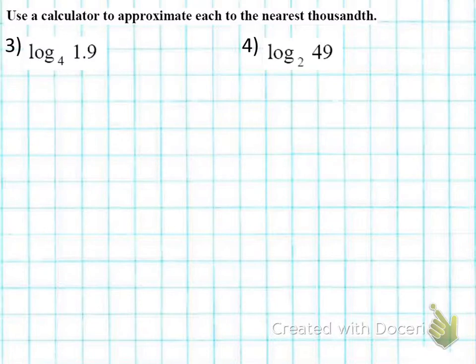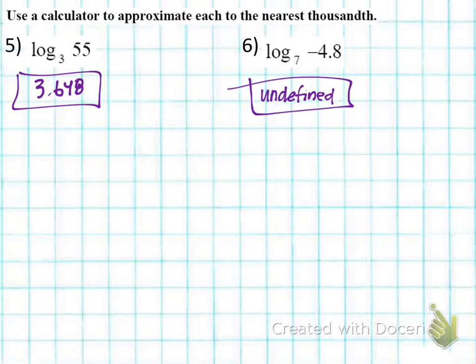And here's the next ones. Pause the video now if you wanted to try these two on number 5 and 6. And here we go. Here are the answers. So on number 6, notice that this is a log base 7 of negative 4.8. I put that in there because sometimes we want to just keep automatically going, but remember it's a negative answer, so it's undefined. Anyways, that concludes this lesson.